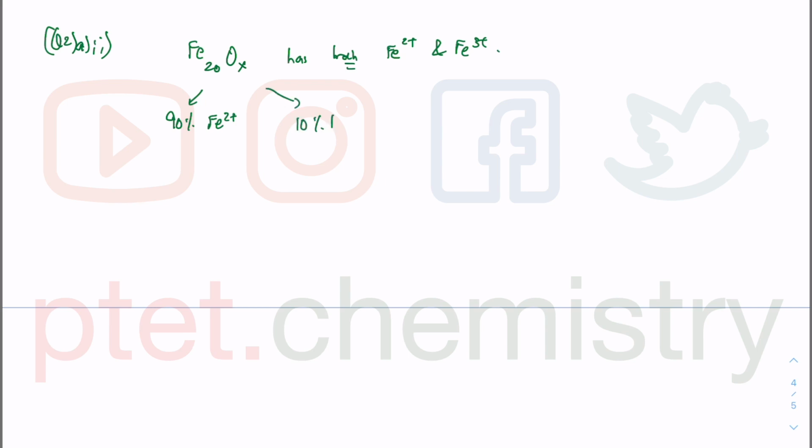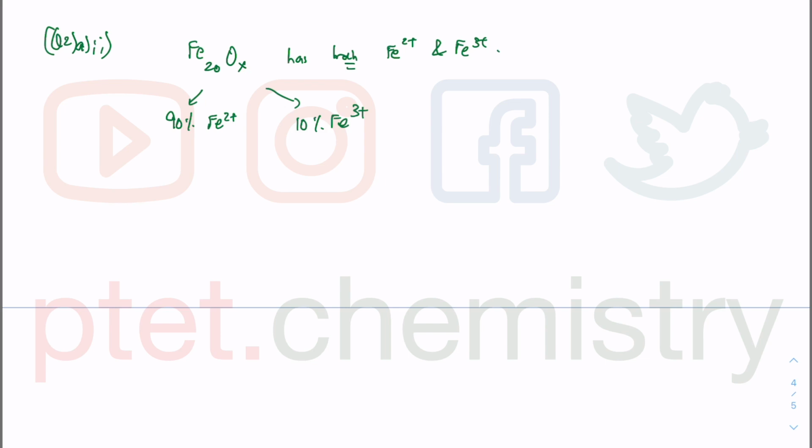For the next part of the question, what do we have? We have question 2, part 2. So we have Wustite. It looks like a German word actually. So Fe20 or X. It has both Fe2 plus and Fe3 plus. So what do we have? We have 90% Fe2 plus, 10% Fe3 plus, and they want us to know how many oxygen there are.